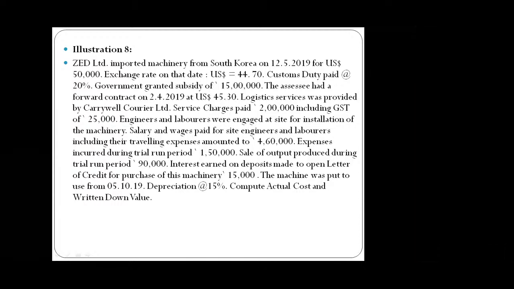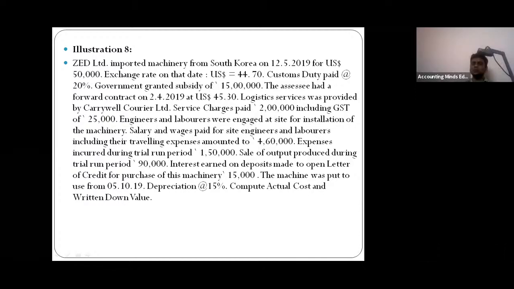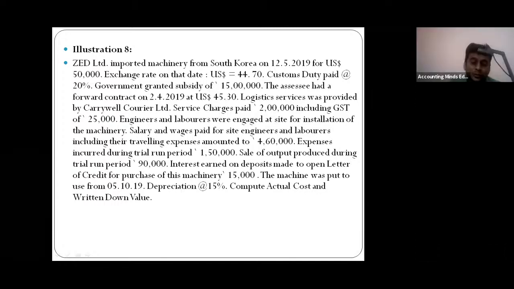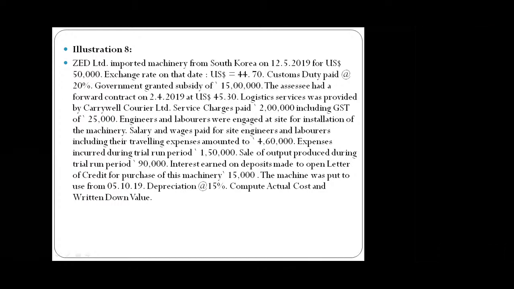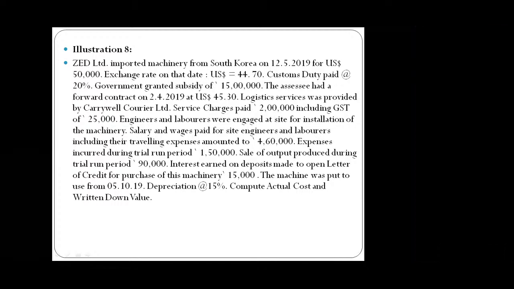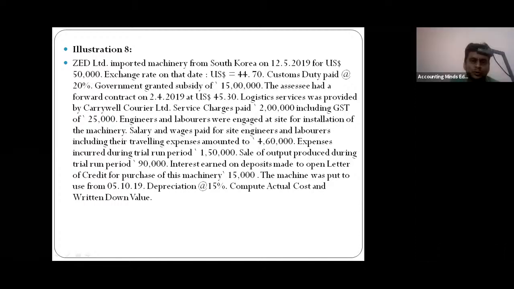15%. But did you use the machine for the full year? How many days did you use the machine? It was installed on 12/9, no, sir. So did you use it for 180 days or less than 180 days? The calculation is done from when it was put to use. It was put to use from October 5th. From there you have to calculate.